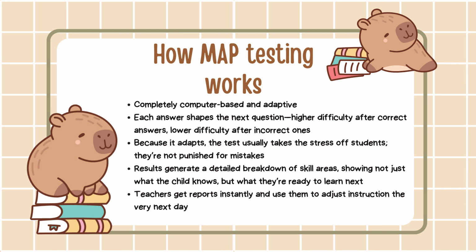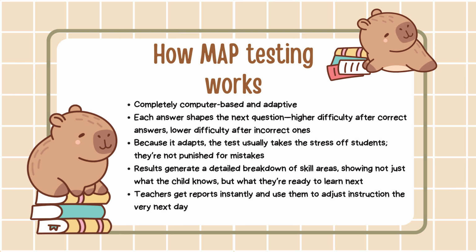Okay, how does the MAP testing work? It's completely computer-based and adaptive, and each answer shapes the next question: higher difficulty after correct answers, lower difficulty after incorrect ones. So say a question is on algebra and I get it wrong. It's going to give me an easier algebra question, but if I get it right, it might give me a geometry question that uses algebra inside of it, which is harder. Because it adapts, the test usually takes the stress off students. They're not punished for mistakes, and they are also not punished for not knowing a certain answer.